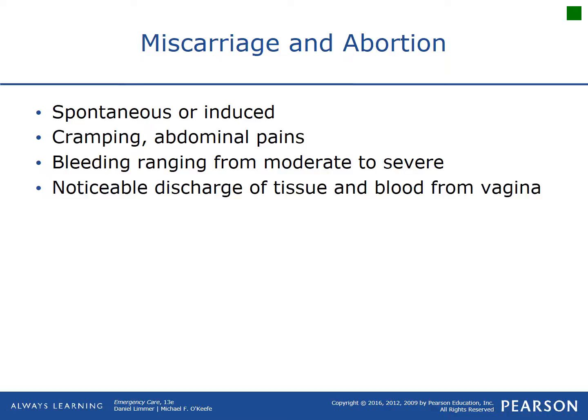Miscarriages and abortions. Abortion isn't always something that happens in a doctor's office and is a topic of controversy, but it is something that can just happen spontaneously or it can be induced. Say, a miscarriage or an abortion could be caused from trauma, different things. So generally, the patient has cramping, abdominal pains, and vaginal bleeding and discharge.